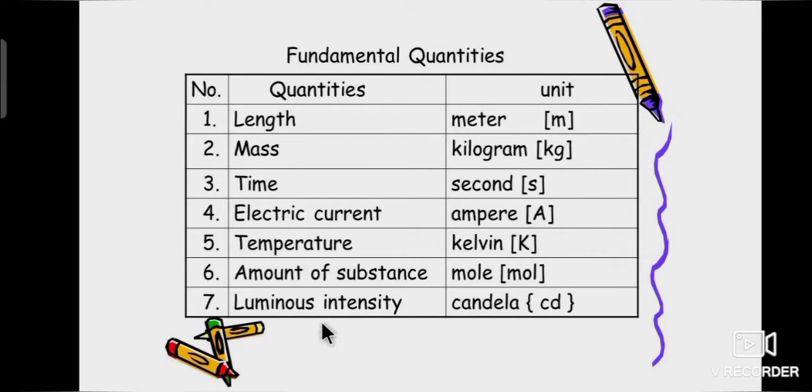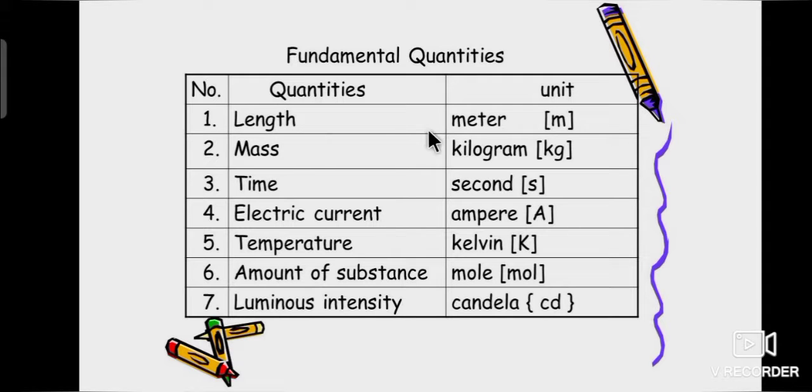See the picture. 7 units are called fundamental quantities. What are they? Length, mass, time, electric current, temperature, amount of substance and luminous intensity. So these are fundamental quantities.